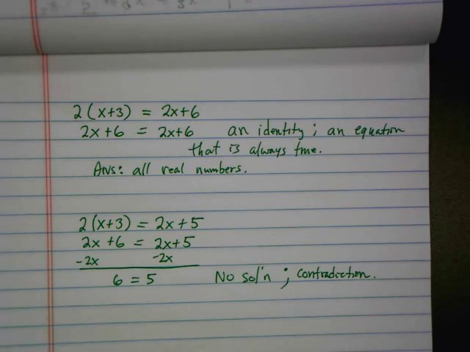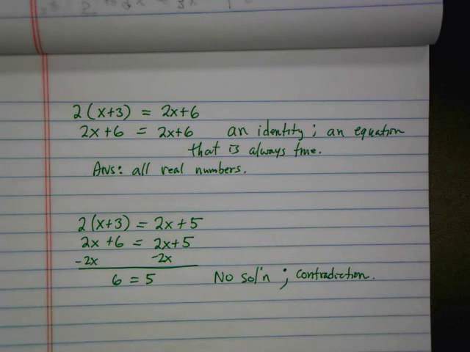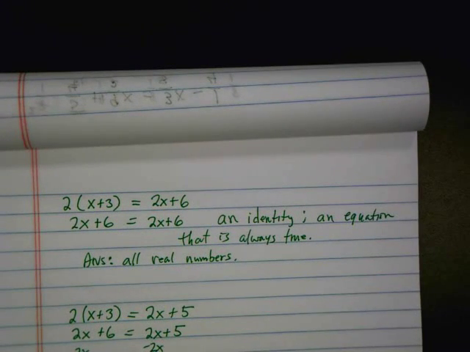That's correct. And that's what you expect on our exams when you ask a problem like that. You want no solution or contradiction. You either write no solution or you write contradiction. Then for the one on top, you would write identity or all real numbers. Correct. Other questions?